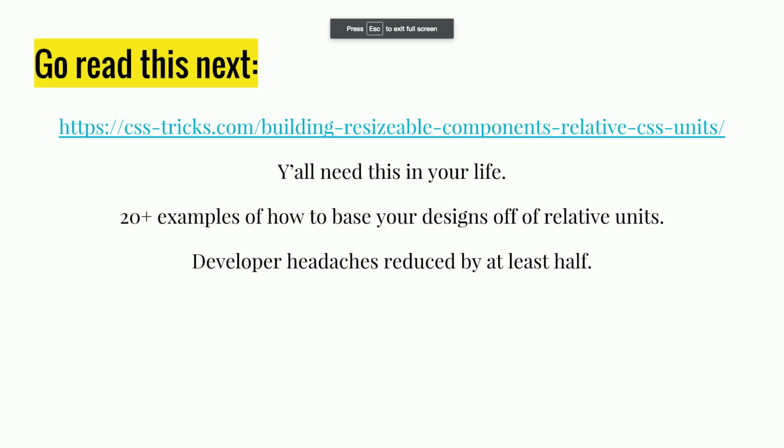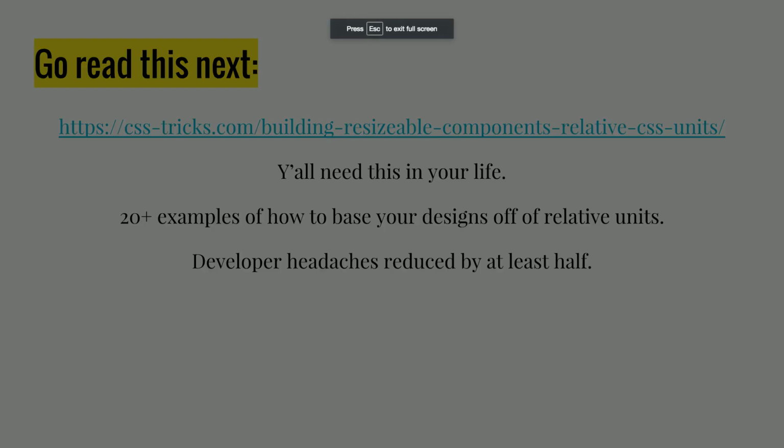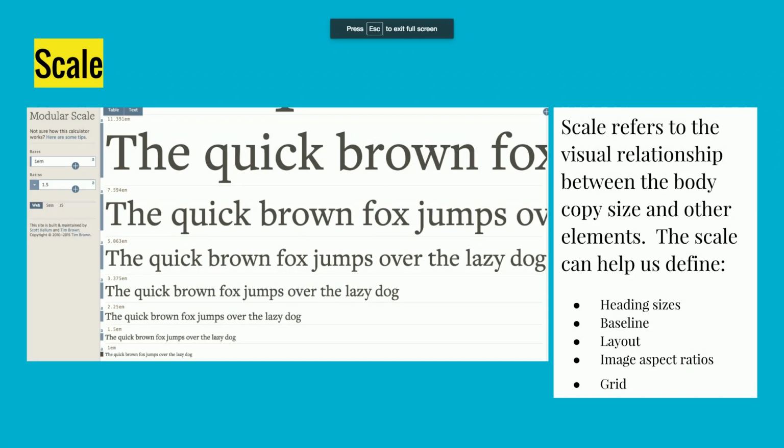Go read this next. This is about building resizable components. This guy gives like 25 reusable code samples for common components on sites. That's all done in M. And so if you're confused about how to do that without setting absolute pixel measurements, go read that next. It's on CSS Tricks and it's excellent and it was just published yesterday. So if you haven't read it yet, go read it. Next, we're going to choose scale.